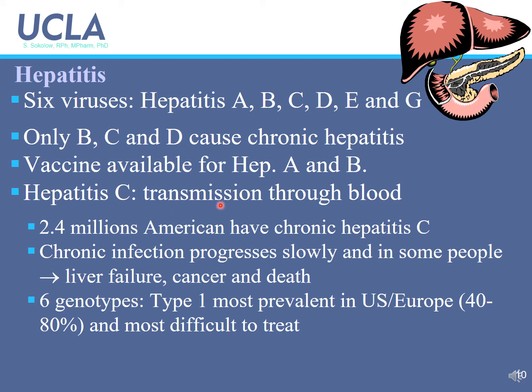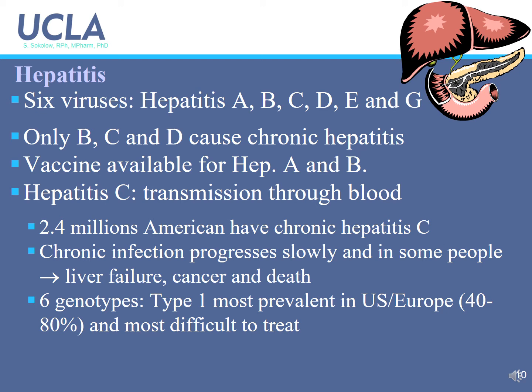Now, Hep C is the one that is causing the most problem in the United States, and this is also a hepatitis virus that is transmitted through blood. There was no treatment at one time, and you can get infected through a needle. It's estimated that 2.4 million Americans have chronic hepatitis C. This chronic infection progresses slowly, and in some patients can cause liver failure, cancer, and death.